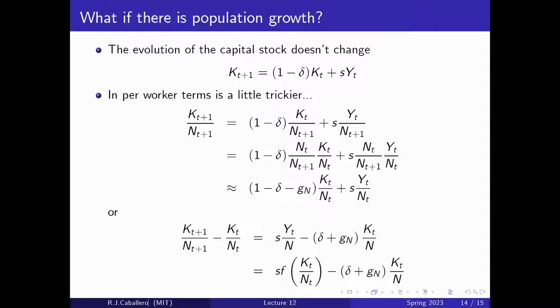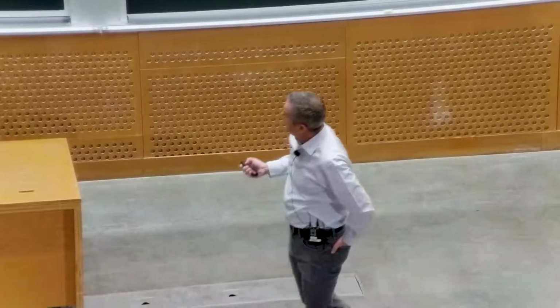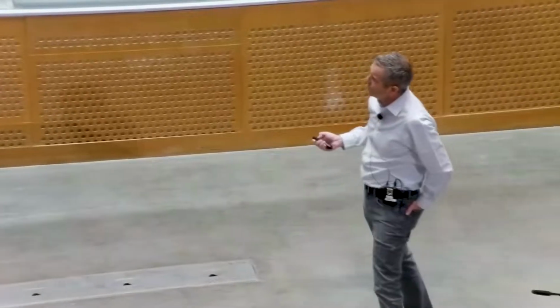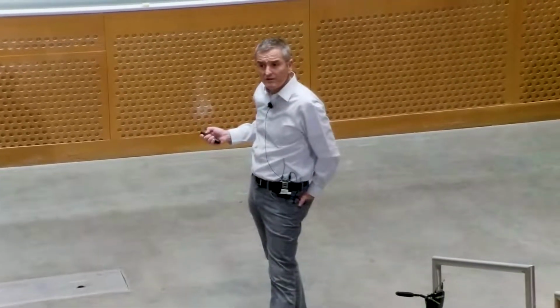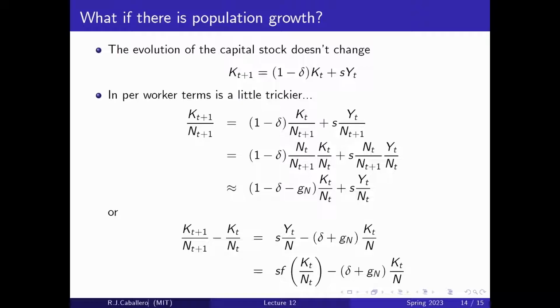And once I have that, I have the system I want, because now I have a system for the evolution of the capital per worker, or per person. And it looks exactly as we had before. S f(k) over, we used to have n, now it's k over nt. But what is different is that now, rather than having only the depreciation rate here, we have the depreciation rate plus the rate of growth of population.